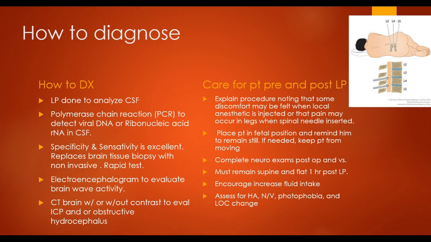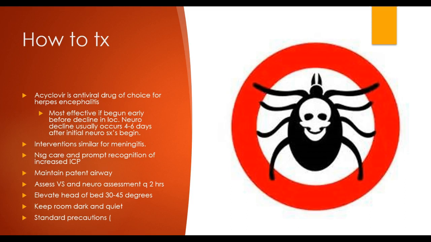So how are we treating encephalitis? Acyclovir is an antiviral drug of choice for herpes encephalitis. It's most effective if begun early, before a decline in level of consciousness. Neural decline usually occurs 4 to 6 days after initial neural symptoms begin.